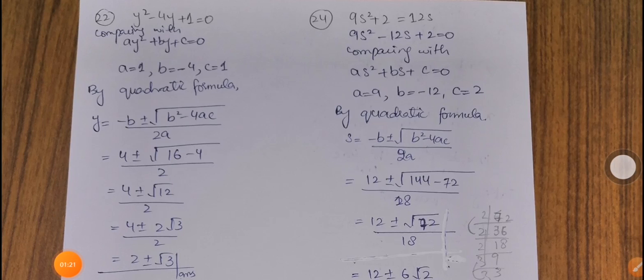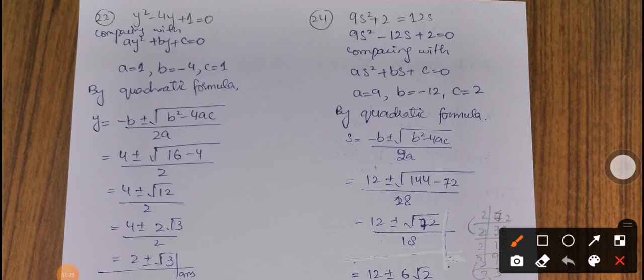Next we have question number 22: y square minus 4y plus 1 is equal to 0. Comparing it with the standard form of quadratic equation, ay square plus by plus c is equal to 0, a will be 1, b will be minus 4, and c is 1. Here you can notice that we have to take the negative sign in the term. We cannot neglect it, so b is equal to minus 4. Now inserting the values in the quadratic formula, y will be equal to 2 plus minus the square root of 3.